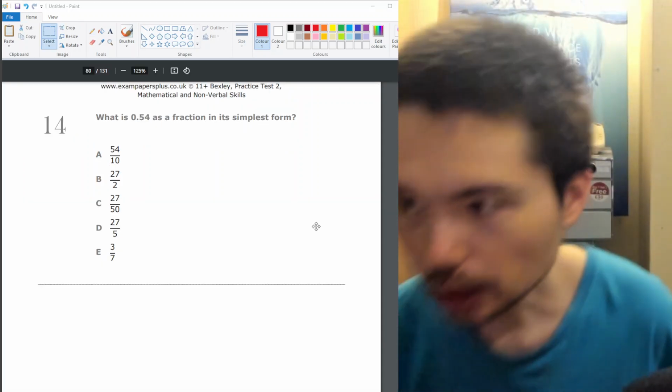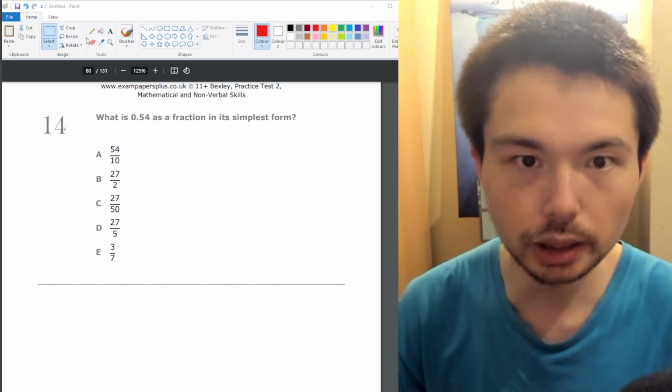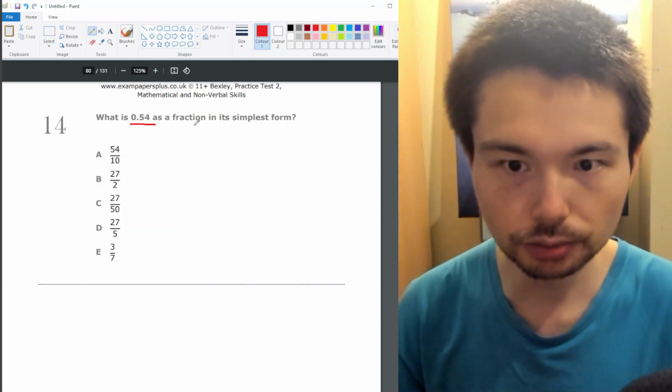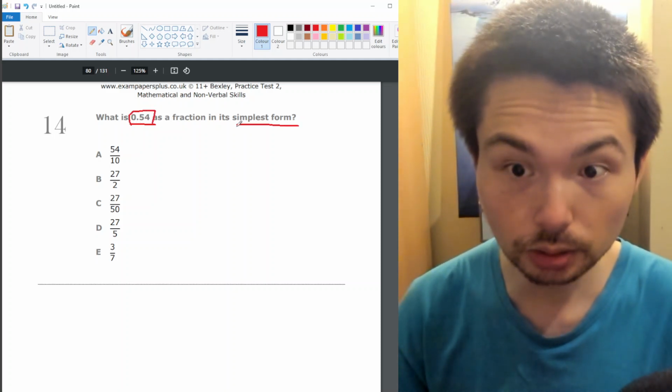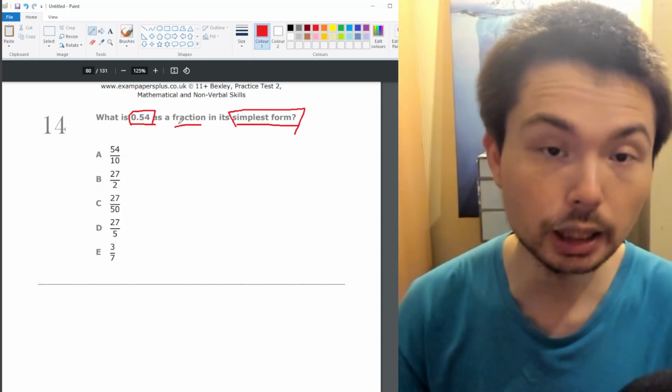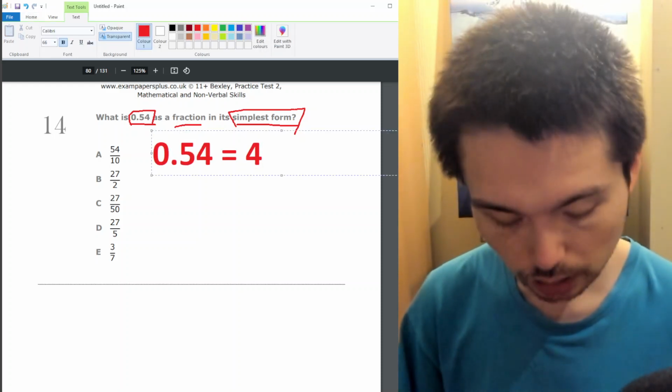Question 14. Let me just position myself a bit better. Question 14. What is 0.54 as a fraction in its simplest form? Every time you see 0.54, get it into a fraction. Now, what is the first fraction it equals? 54 over 100.